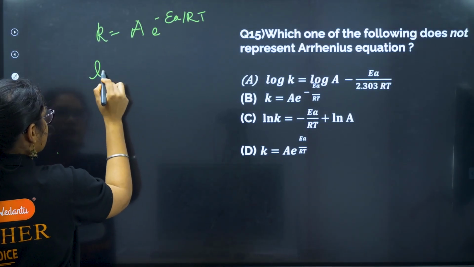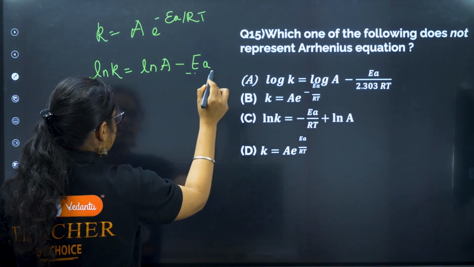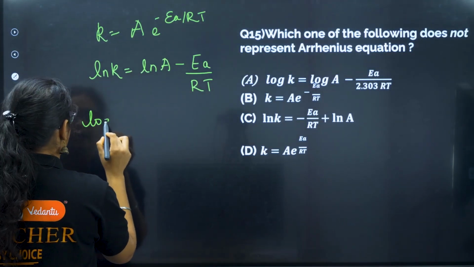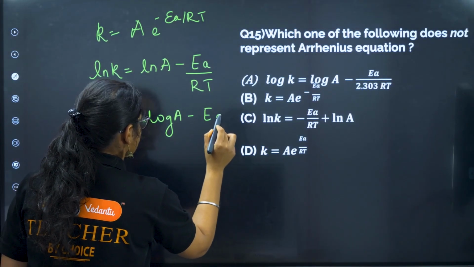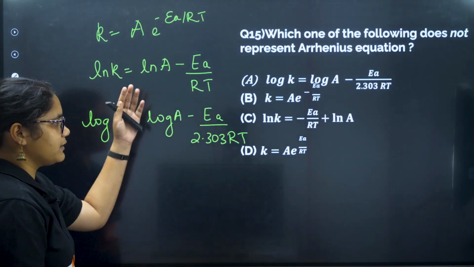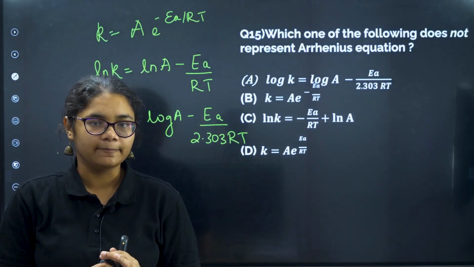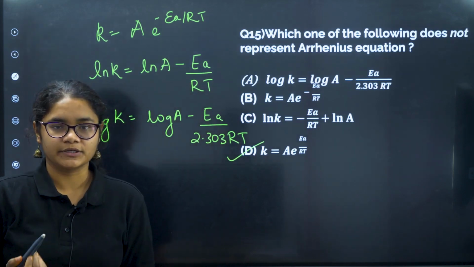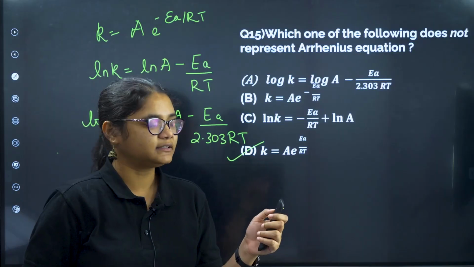So now if you take ln on both sides, we'll get ln k is equal to ln A minus EA by RT. Now if I take log on both sides, we will get log K is equal to log A minus EA by 2.303 RT, right? So these three equations were given. Here this equation was there with positive value of EA by RT. So that equation will not be there at any condition. So the correct answer for this question will be option number D. So all the three questions from kinetics were very easy. You could have easily scored marks in these questions.